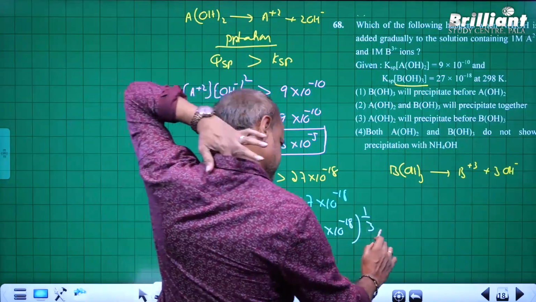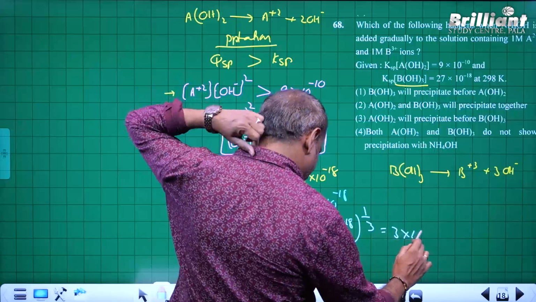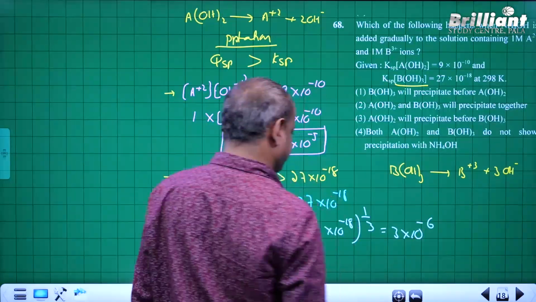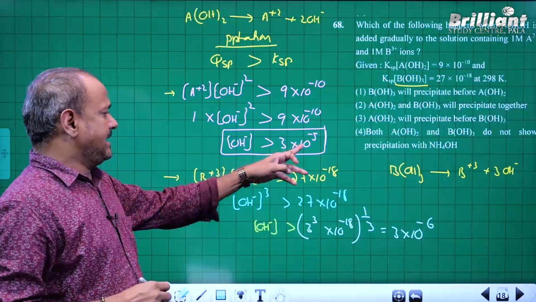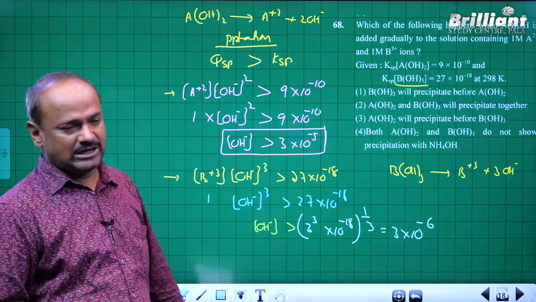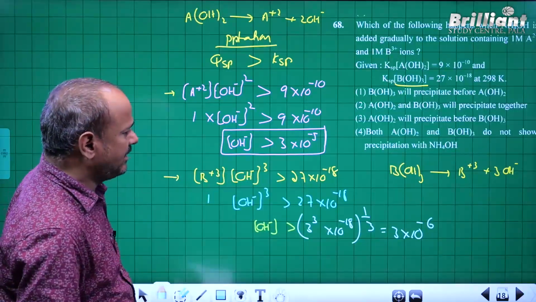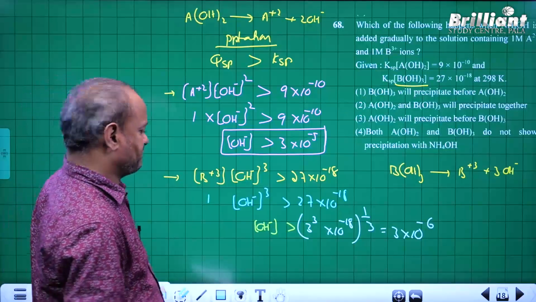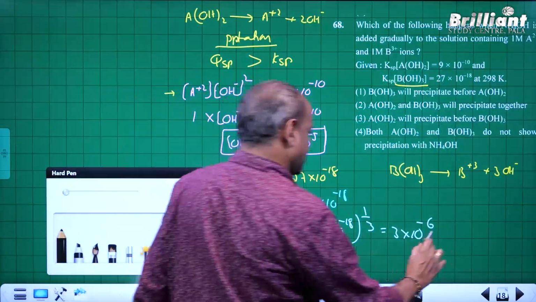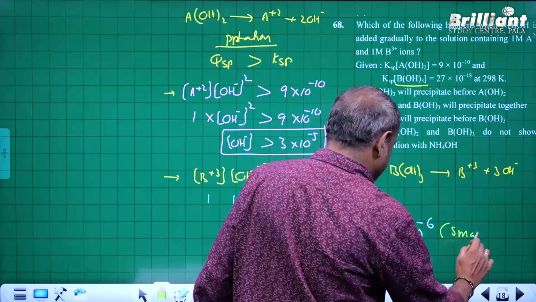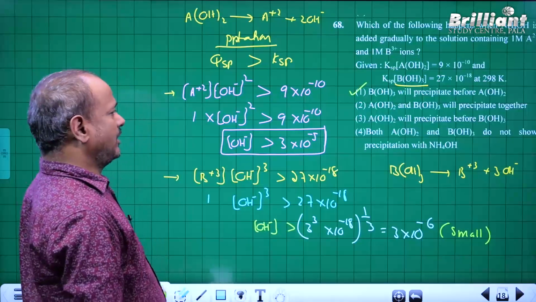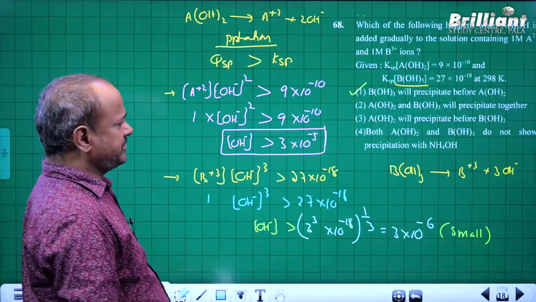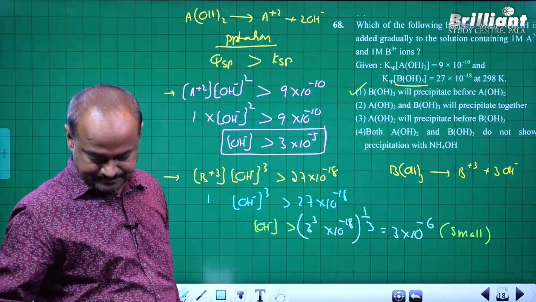So 3 cancels, and 10 to the minus 6. So minus 5 versus minus 6, minus 6 is the lower value. So a small amount is required for precipitation to take place first. So B(OH)3 precipitate forms first, then A(OH)2. Okay.